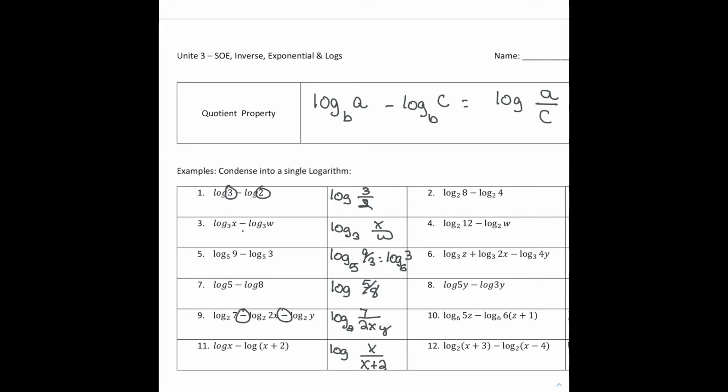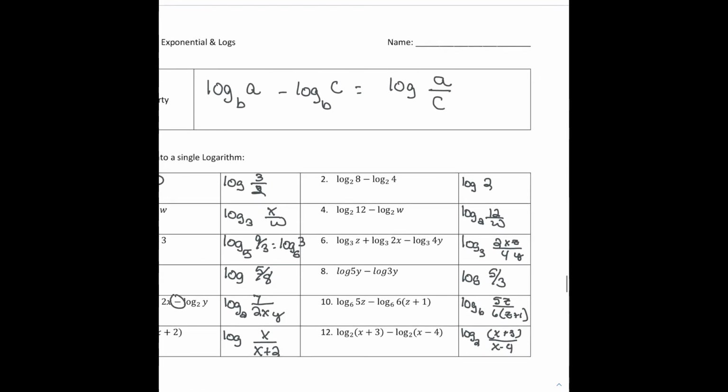Okay, boys and girls, once again, pause the video and try problems 2 through 12. Okay, welcome back, and here we go. I don't think there was any that were a little tricky. Okay, for 5, both the z and the 2x went in the numerator because there was addition, and then the 4y went in the denominator by itself. I think that was the only one that was a little weird.